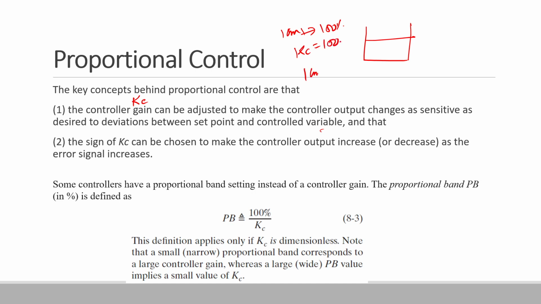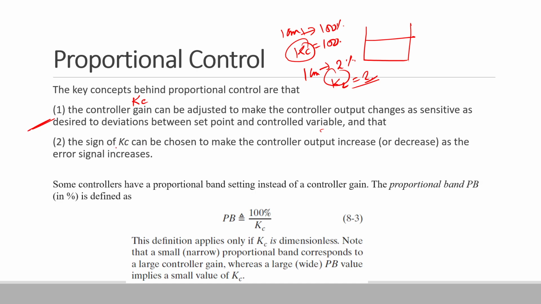Let's say for a level change of 1 centimeter, I only want to open the valve by 2%. So corresponding to that, Kc will become, let's say, 2. So we can control the sensitivity of the controller output by changing the value of the Kc. That is what this first point means to say.